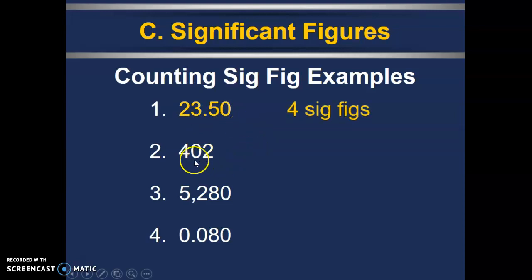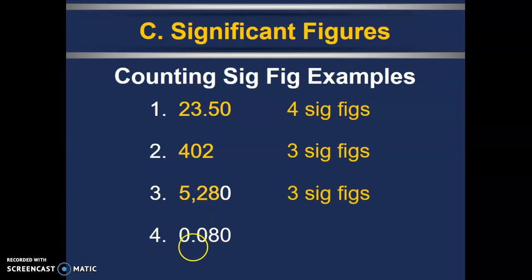Okay, let's look at this one. There are no leading zeros. There are no trailing zeros. All numbers count, so this one has 3 sig figs. Okay, let's look at this one. This one we have a 0 in the back, and there is no decimal. That means that this 0 does not count. It's just a placeholder. So this number has 3 sig figs.